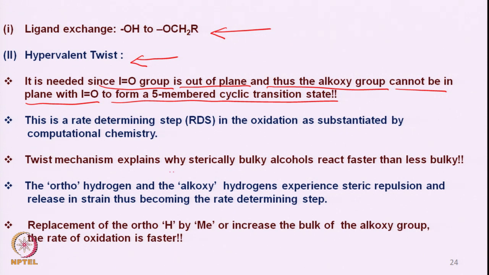The twist mechanism explains why sterically bulky alcohols react faster than less bulky ones. So if you have a sterically bulky alcohol, then of course when the twist takes place, you are already at a very high energy level, and therefore to release the energy, the oxidation takes place very fast, and the corresponding carbonyl compound is obtained.